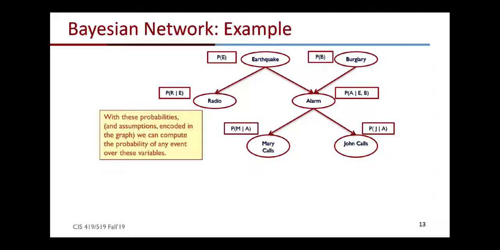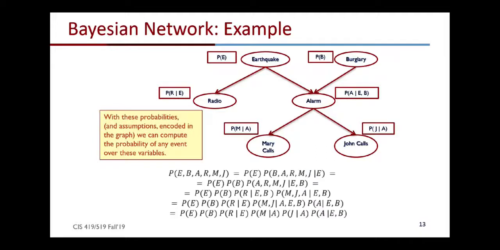And that's it. We don't need more conditional probability distributions other than these. And with this, I can now write the joint. So I can say, okay, you want to know P of E, B, A, R, M, J. I should be able to factor it and write it in terms of these. So let's just do it. This is just one way to do it, by the way. You can go many ways from this joint to a factored distribution. Here is just one.